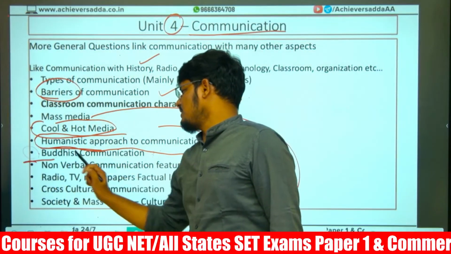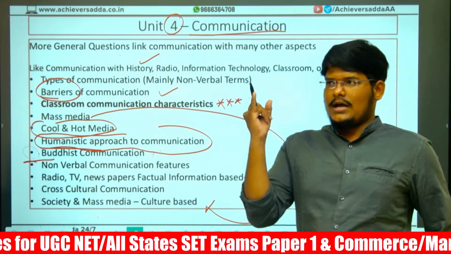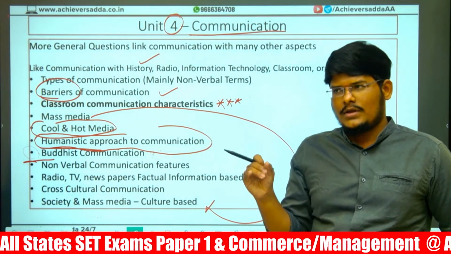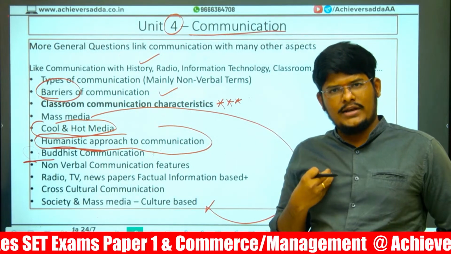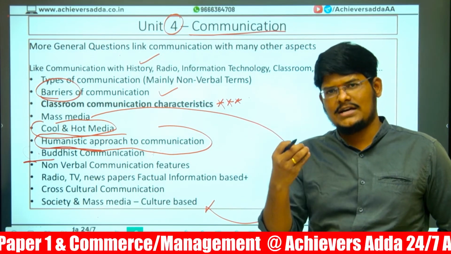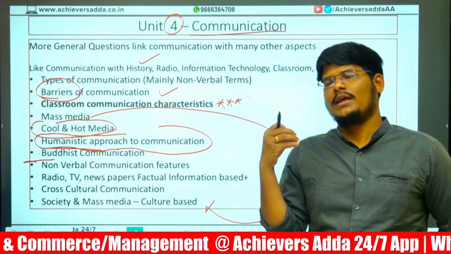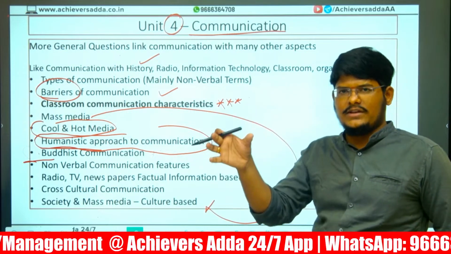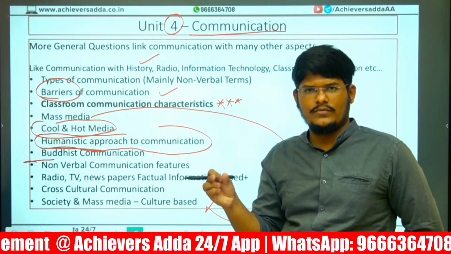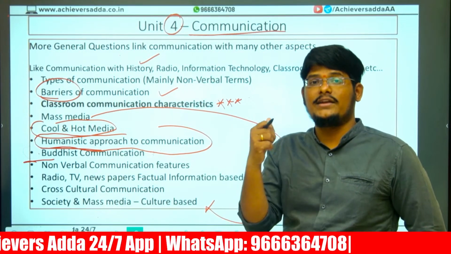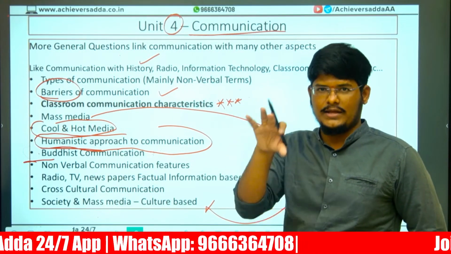Non-verbal communication features. For non-verbal communication, there are 5 to 6 statements they will give, maybe related to body language, artifactual language, voice modulation, eye contact, touch communication, or any other type of non-verbal communication feature. Which of the following are related to non-verbal? Which of the following are related to verbal? Like that, we have to identify the statements.